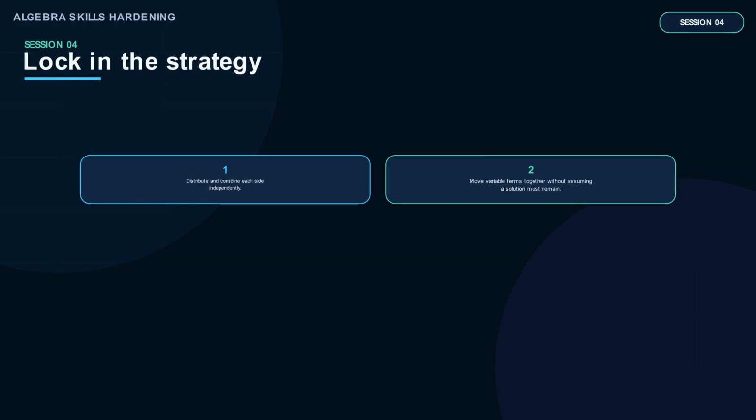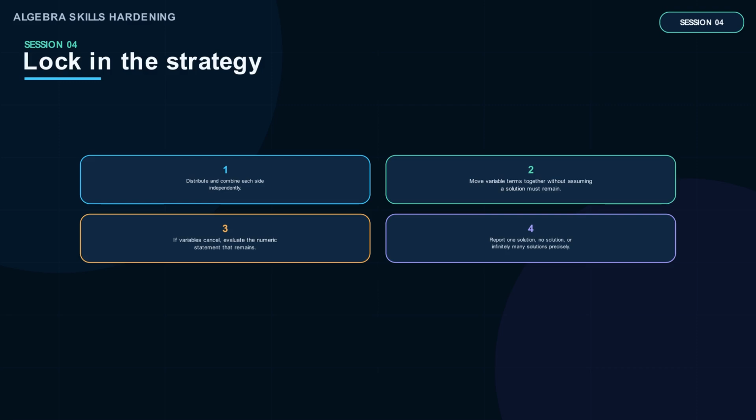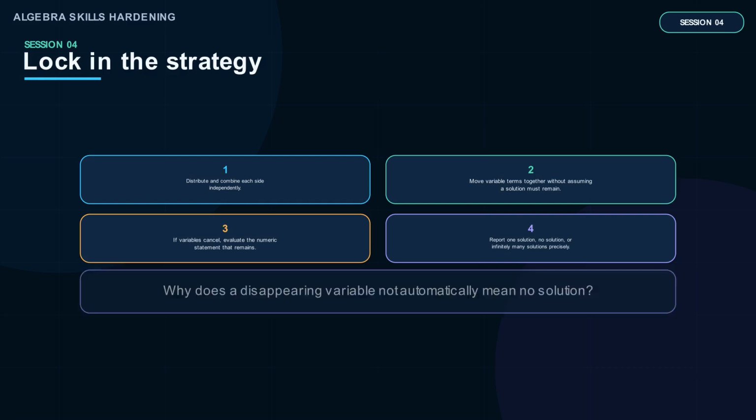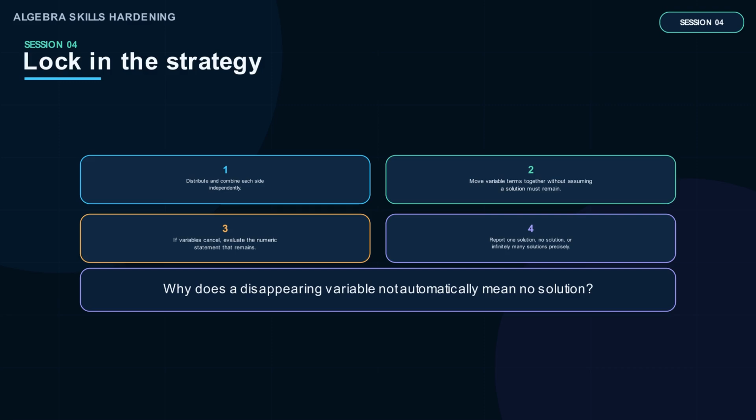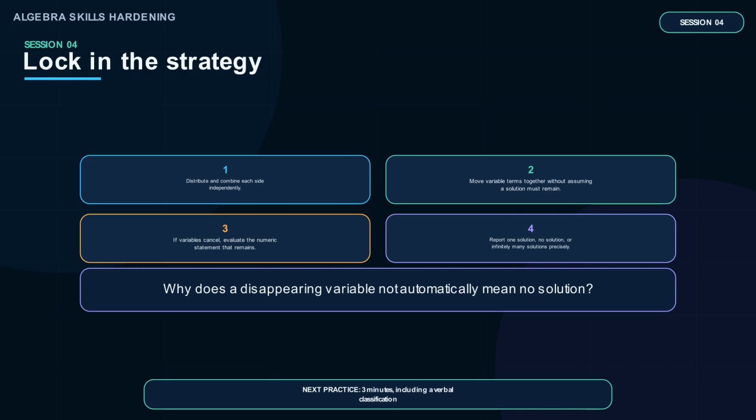The central message is, recognize when variable terms cancel completely. Combine it with the discipline to distinguish a contradiction from an identity. Finish by remembering to connect algebraic outcomes to parallel or coincident graphs. This turns a calculated result into a justified answer. Reflection: why does a disappearing variable not automatically mean no solution? Name the error specifically so you can interrupt it next time. Practice one fresh problem within 3 minutes, including a verbal classification. Keep the work readable, check it independently, and carry the routine forward.